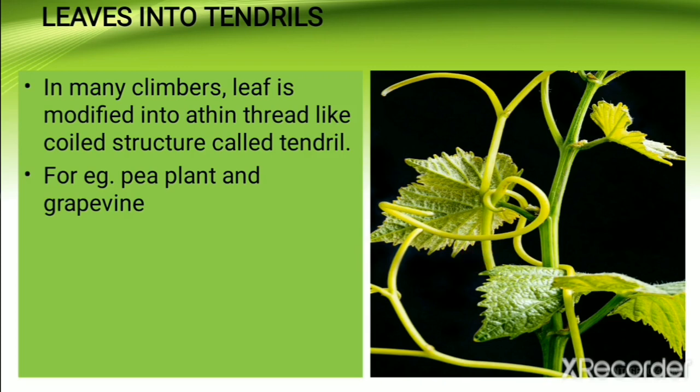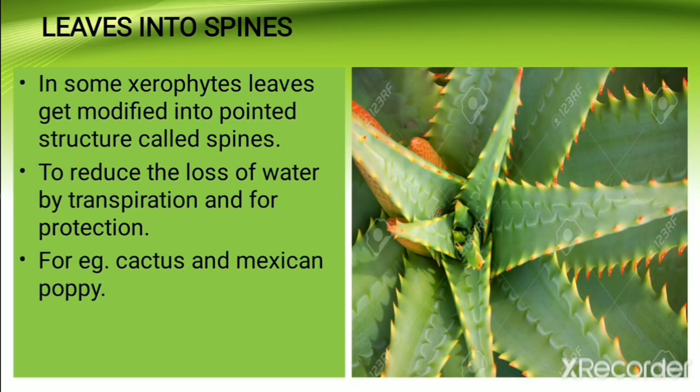And this tendril will then stretch out and twine around a suitable object to provide support to the weak stems. And you can see such kind of tendrils in pea plant, in grapevine and in many other kinds of climbers. So here the leaves get converted into tendrils to provide support to the weak stem of the climber. Now the next type of modification is leaves getting converted into spines.